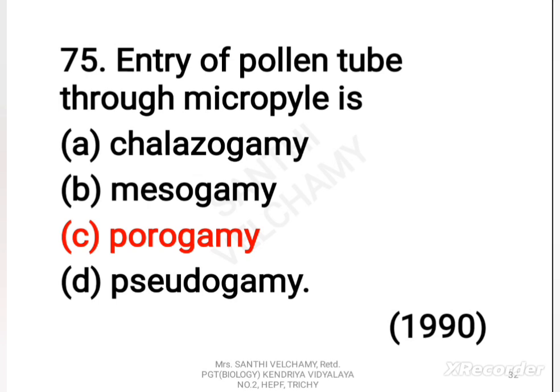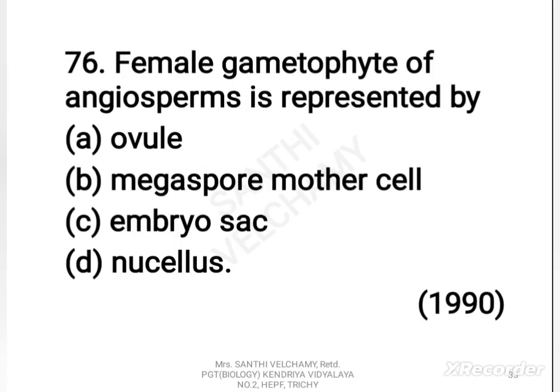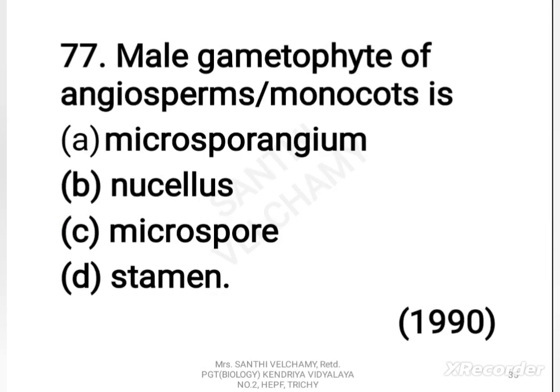Porogamy. Next question. Female gametophyte of angiosperms is represented by A. Ovule, B. Megaspore mother cell, C. Embryo sac, D. Nucellus. The correct answer is C. Embryo sac.